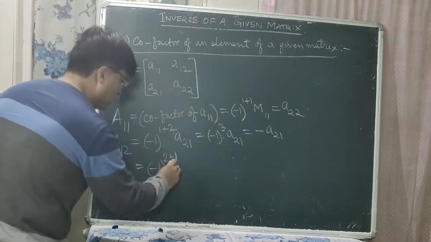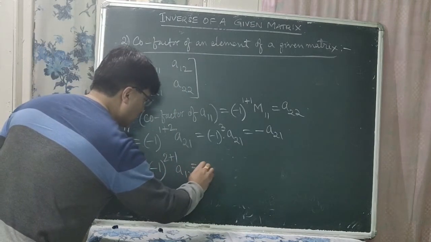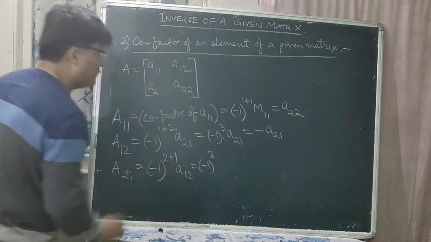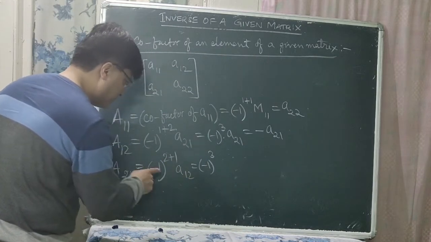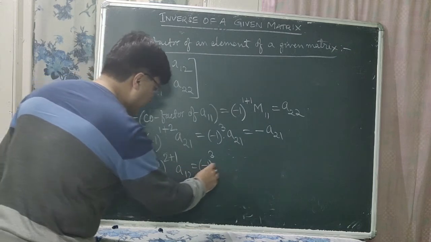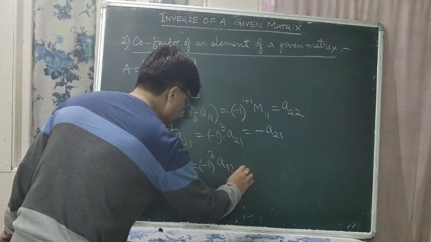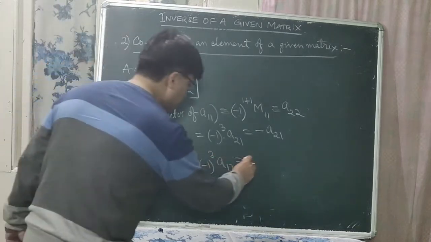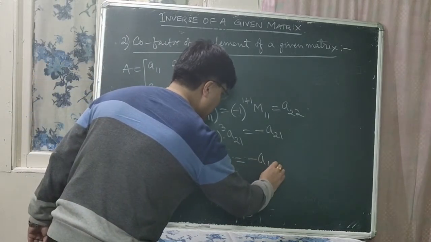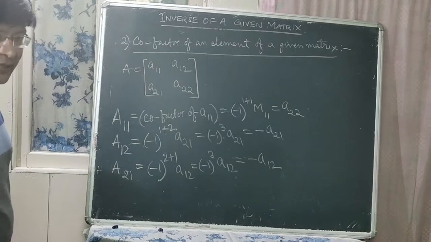What do we get? A12. A12, which is equal to -1 whole cube, right? So -1 whole cube, then what do we write? It is A12, which is equal to what? What is -1 whole cube? That is minus A12. Is that clear?